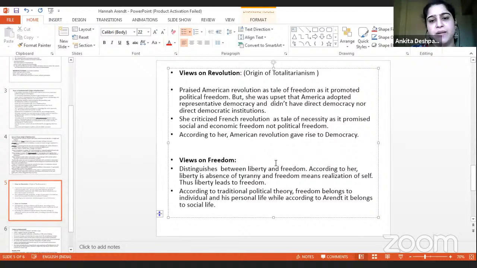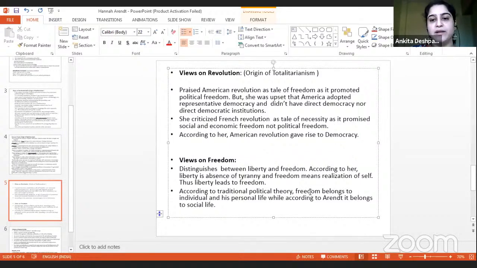She distinguishes between liberty and freedom. Liberty is absence of tyranny. That means one person is not controlling you. All right, and freedom means it's more positive. Freedom means you have full scope to develop yourself, to be the best possible person. So only when there is an absence of dictatorship and control over you, you have the liberty to enjoy yourselves, to develop yourselves. So she says liberty leads to freedom.